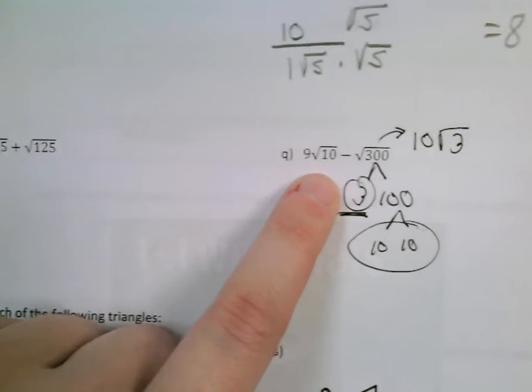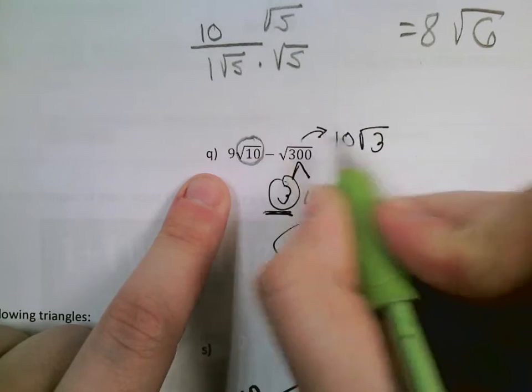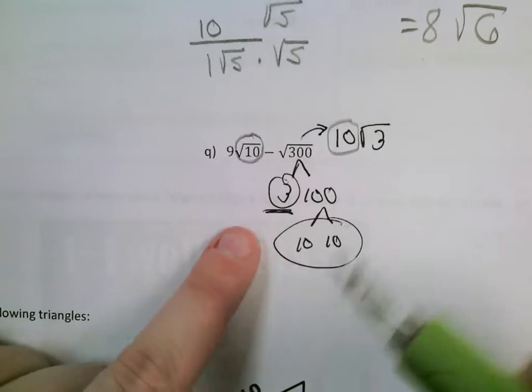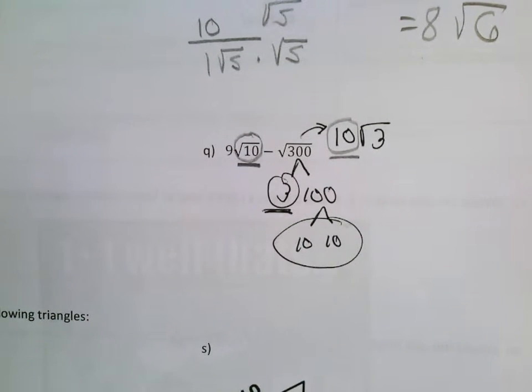Now here's what's hard about problems like this, it's very tempting to see this square root of 10 and this 10 and be like, oh my gosh, they match up, that's great. But keep in mind this square root of 10 is inside the house, this 10 is not.